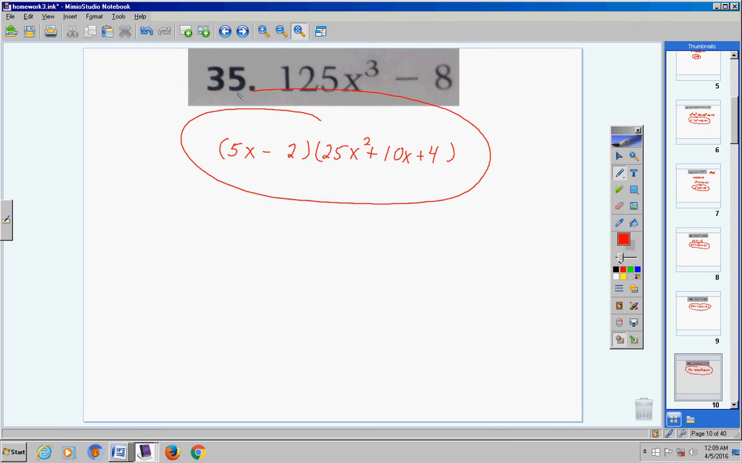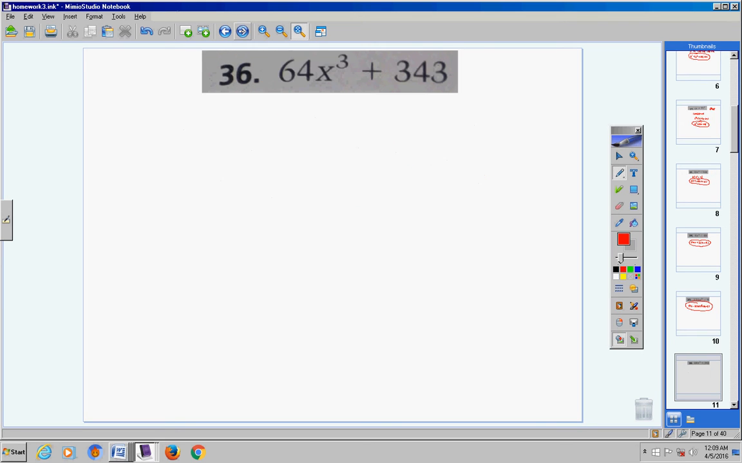So that is my final answer. Always learn to check to see if you can factor your answer further. Let's take a look at number 36.